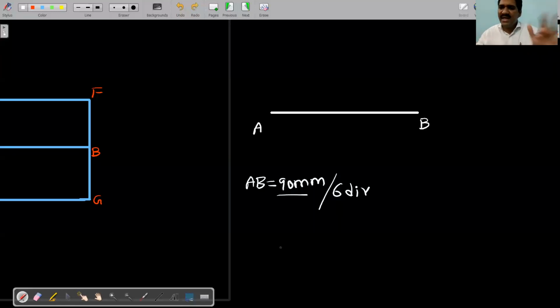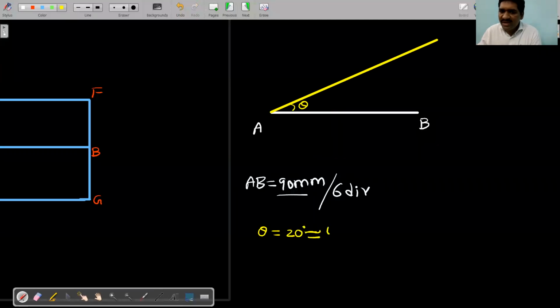If you want to divide any straight line into any number of divisions, the first and foremost important point is you draw a line at an angle theta such that theta lies between 20 degrees and 40 degrees. So between 20 to 40, you can take some 30 degrees angle. Now a small doubt: what should be the length of this AC? Approximate length.